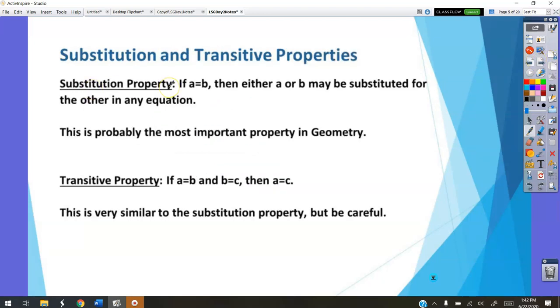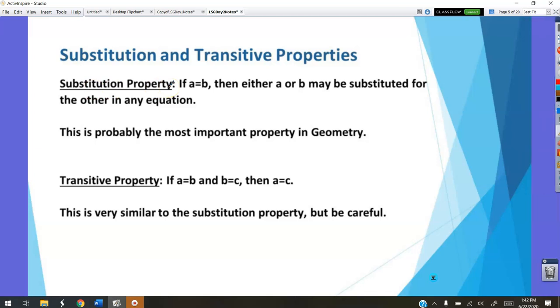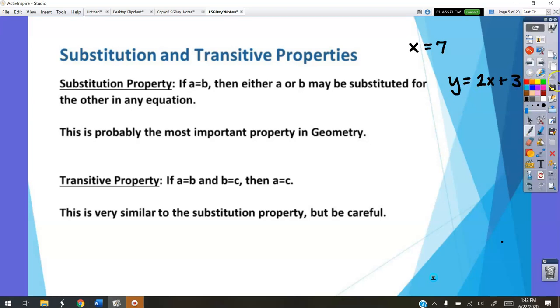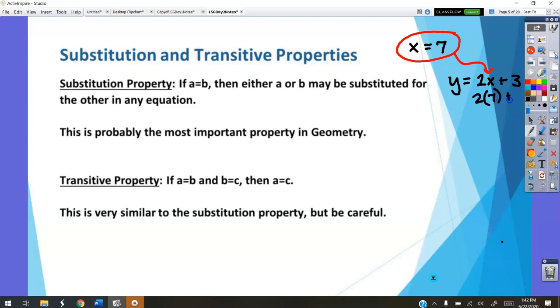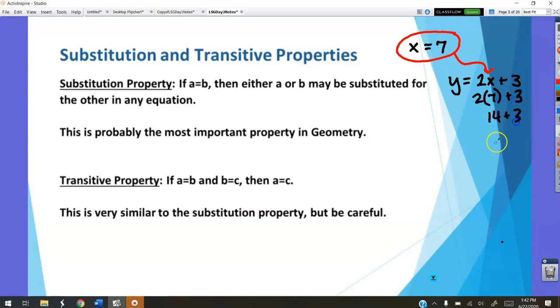Then we have substitution property. Substitution is pretty easy. Most of you guys use this. For example, if I know x is 7, and I know that y equals 2x plus 3, most of you are very comfortable going, okay, well, I could substitute this in. Instead of x, I can make that a 7, and I can get y. 14 plus 3, so y is 17. That's substitution. Substitution is literally when you substitute something in for another equation. That's substitution property, and technically it should be written as substitution property of equality.